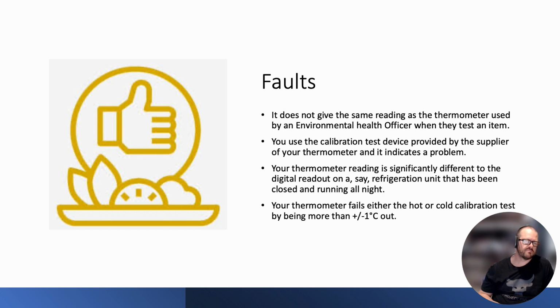How do we know if our probes are faulty? Right. Calibration test will tell us. It'll be different when the environmental health officer comes in, but we really don't want to wait until that happens. Maybe our thermometer is giving us a different readout to a different thermometer. So if our fridge says that it's 10 degrees, but our thermometer says it's 20 degrees, well, then we know there's a problem there somewhere.